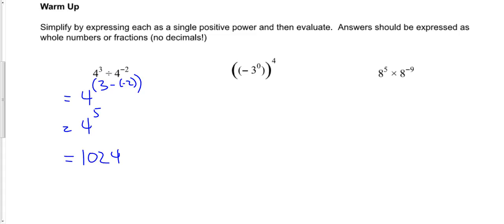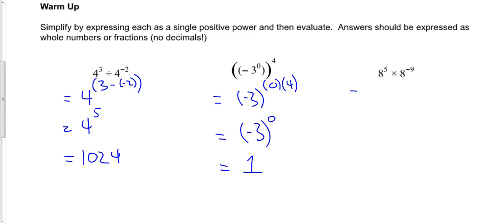If we look at the second one here, we've got a power raised to an exponent, so that means we have to multiply the exponents together. This means we've got our base of negative 3, and the exponent is going to be 0 times 4. So that leaves us with negative 3 to the exponent 0, and any number raised to the exponent 0 is always positive 1.